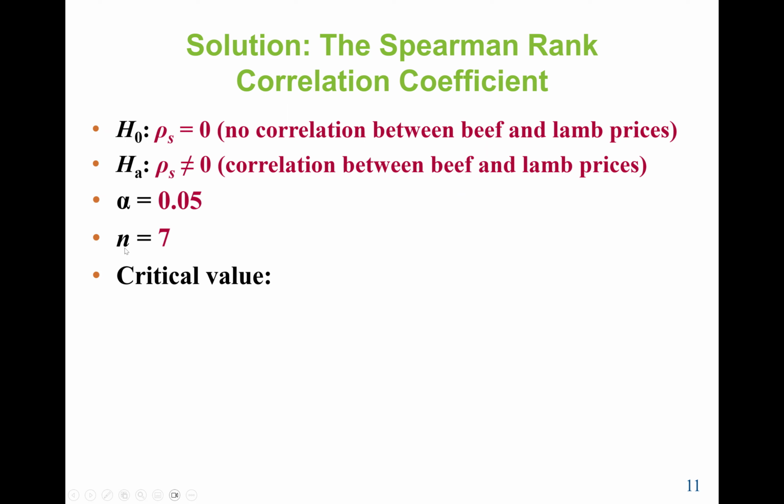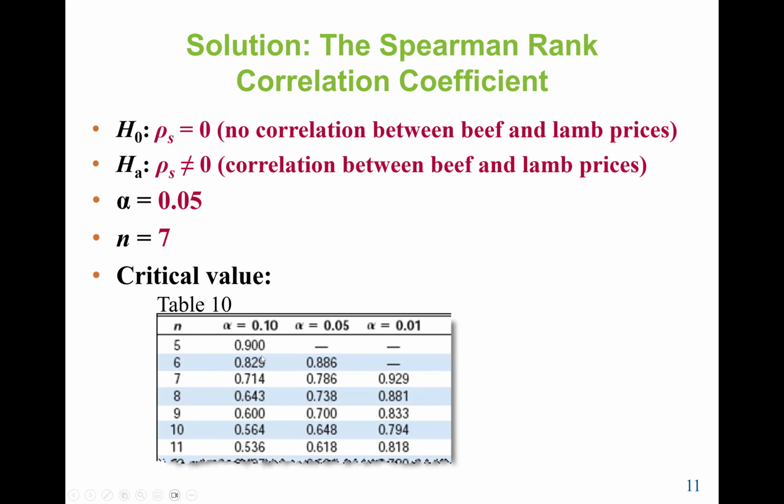We know this sample size. So with the alpha value and sample size, we can find a critical value using the table in our textbook. So the textbook table will look something like this. We know the N is our first column. Then we have different values for the alpha. In our case, we are using 0.05 and also N is 7. So we get 0.786 for the critical value. So the critical value is 0.786.